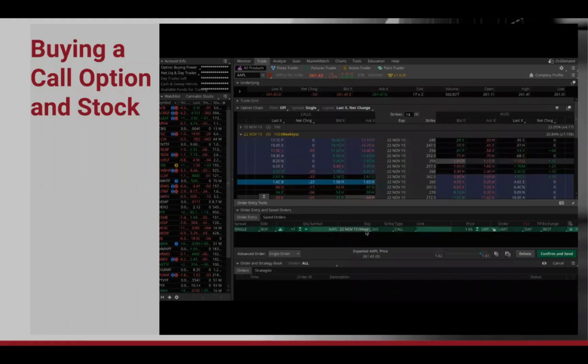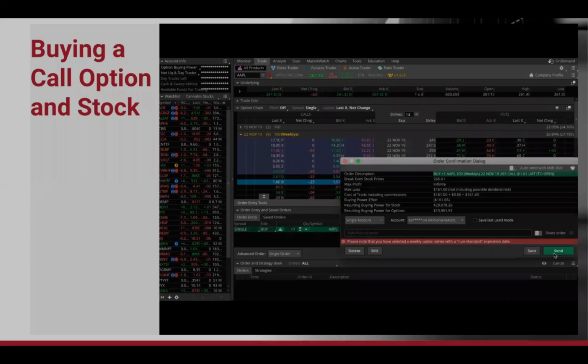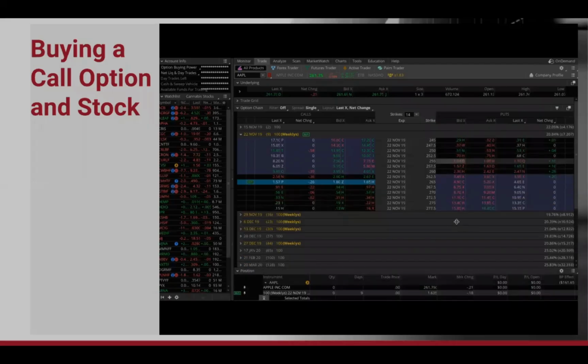And we want this to go up in price at 164. As you can see, it's going down, so I think I want to buy it now. When I hit confirm and send, it's going to tell you that it's going to cost me $161 plus commissions to buy one contract of Apple. So it's only going to cost me $161. We're going to go ahead and hit send and see if that order takes.